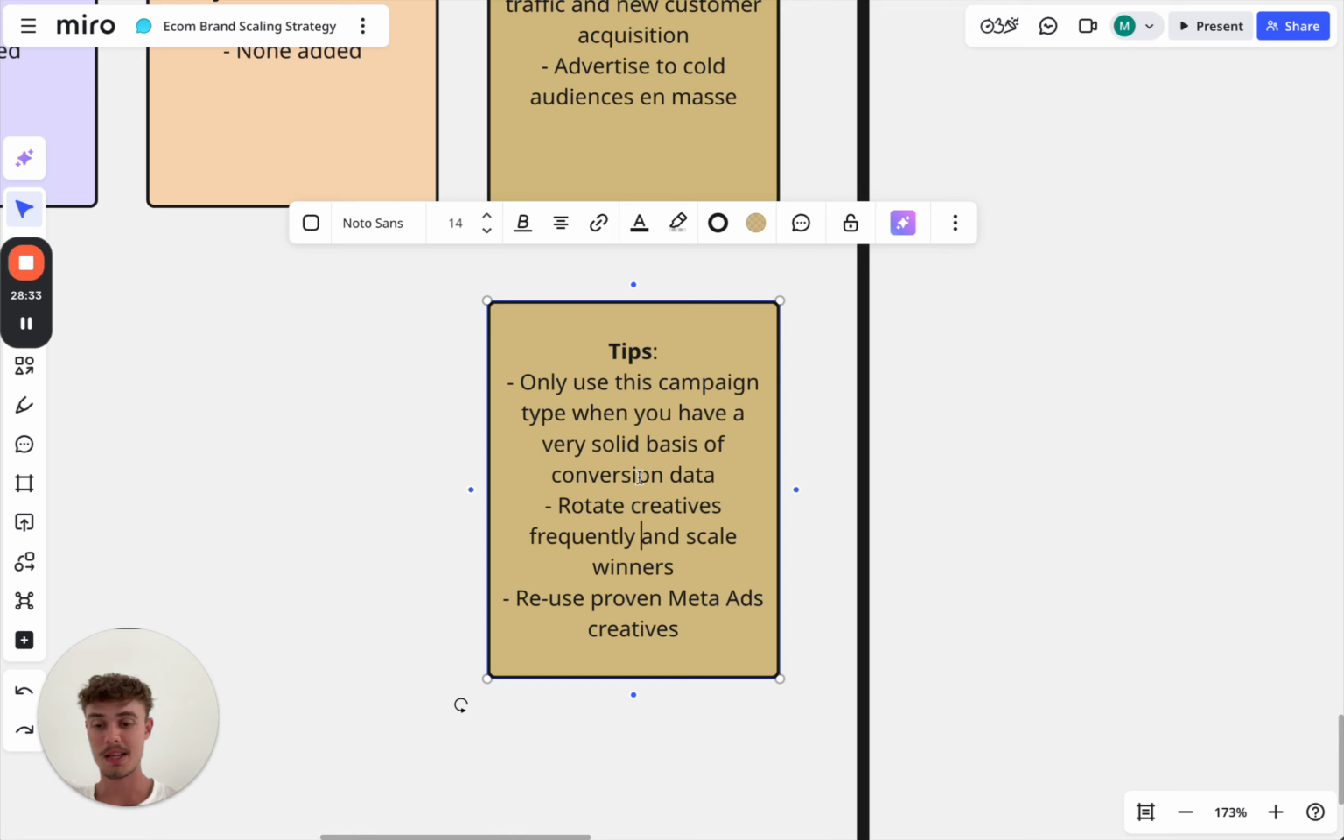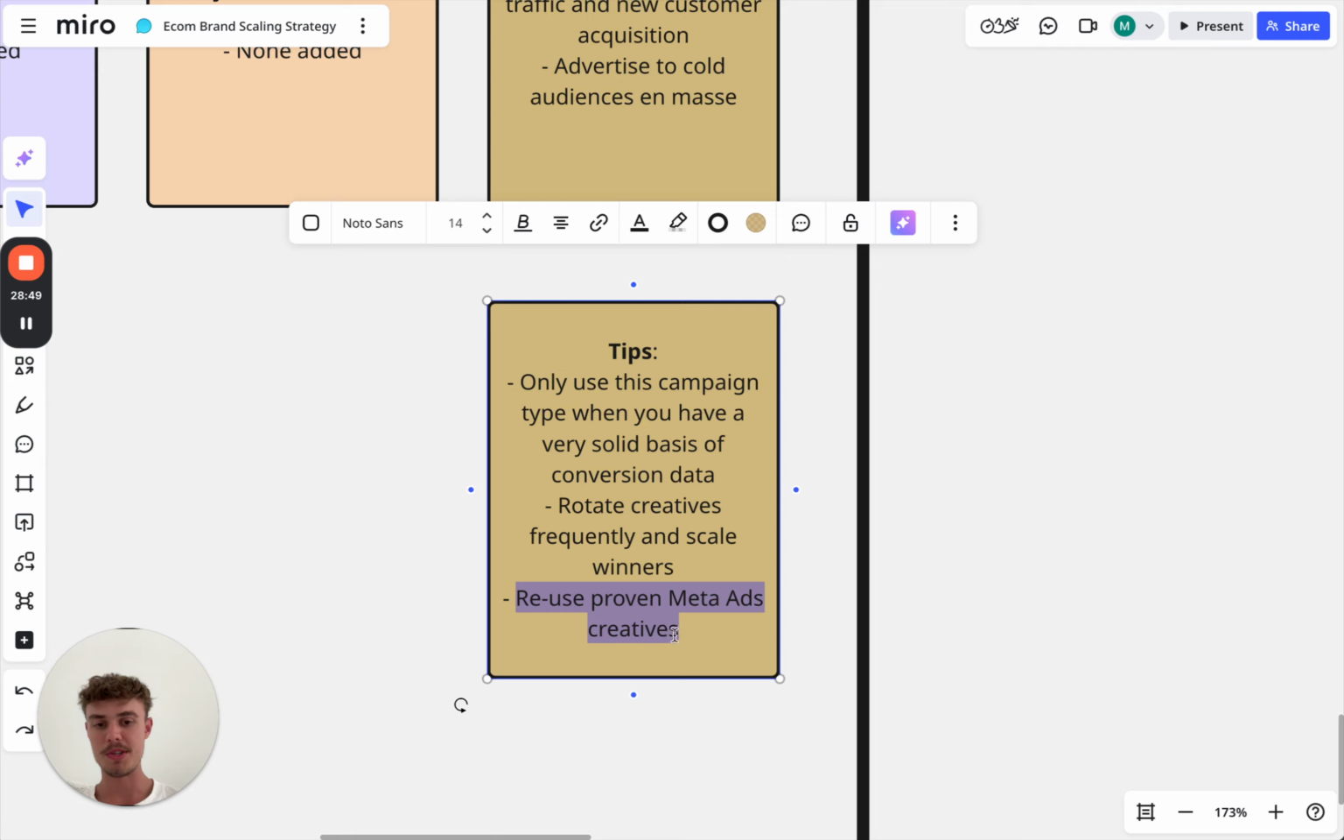It really can take some time and some testing to find winners in here. Although winners do last a little bit longer typically on Google compared to Meta, it can be hard to find them, especially in demand gen these days. It is getting a little bit tougher than it used to be in the past.